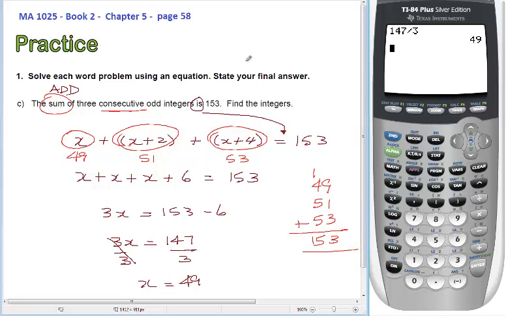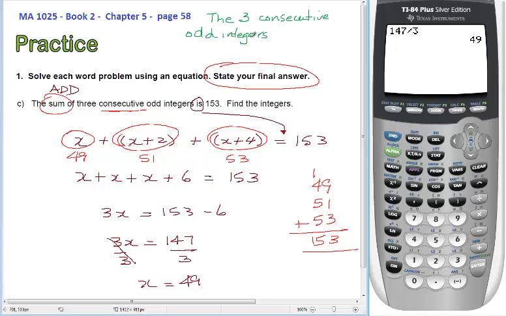So our answer. Now, state your final answer means write it in a word statement. So the three consecutive odd integers are 49, 51, and 53. Full statement, and then just list them. So there's your final answer for this question.